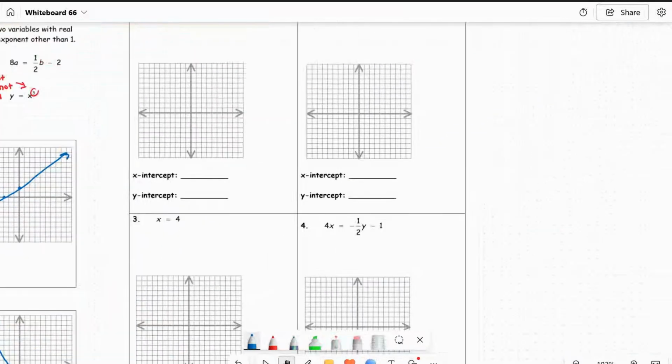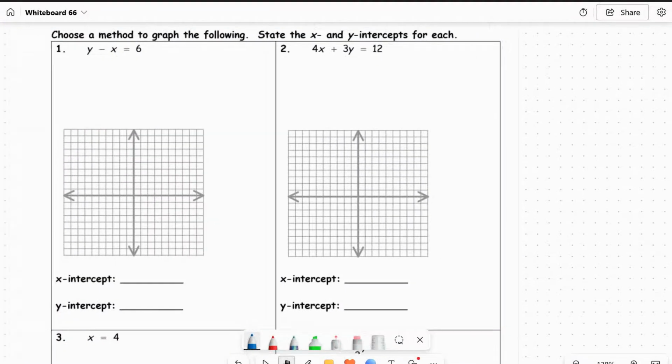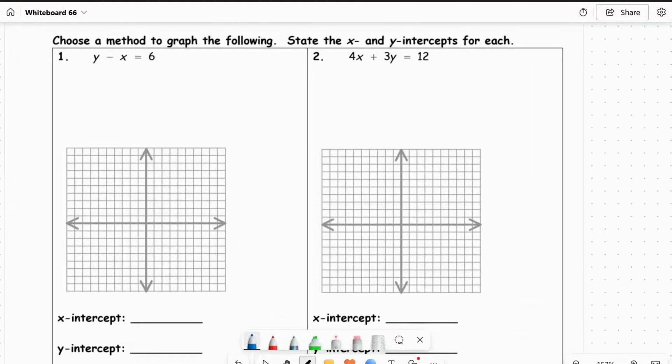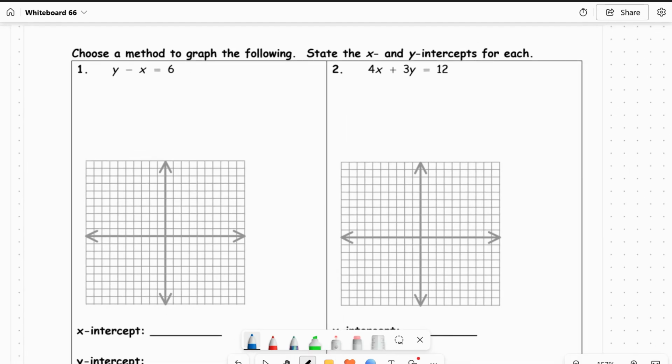Okay, on the back side here, it says to choose a method to graph the following. State the x and y intercepts for each. So I'm just going to do the first example here. For the first example, it really doesn't matter which method you choose. I typically like to solve for y and graph in slope-intercept form. So in order to solve for y, I'm going to add x to both sides. That's going to give me y equals x plus 6.